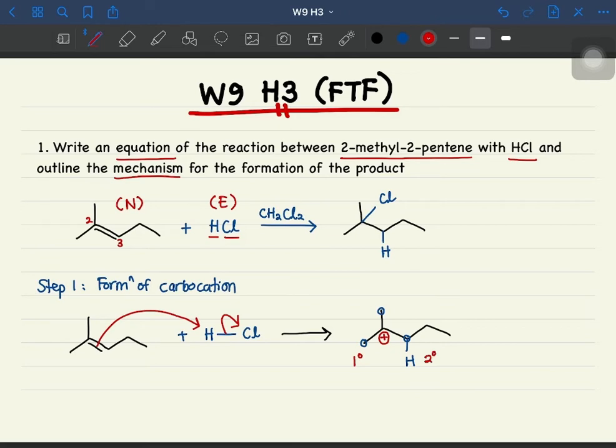So if we have no possibility to make it more stable, then we should stay as it is. We don't need to do the rearrangement process. So we'll have this carbocation as the most stable carbocation since it is attached to the 3-alkyl group, meaning it is a tertiary carbocation. Alright.